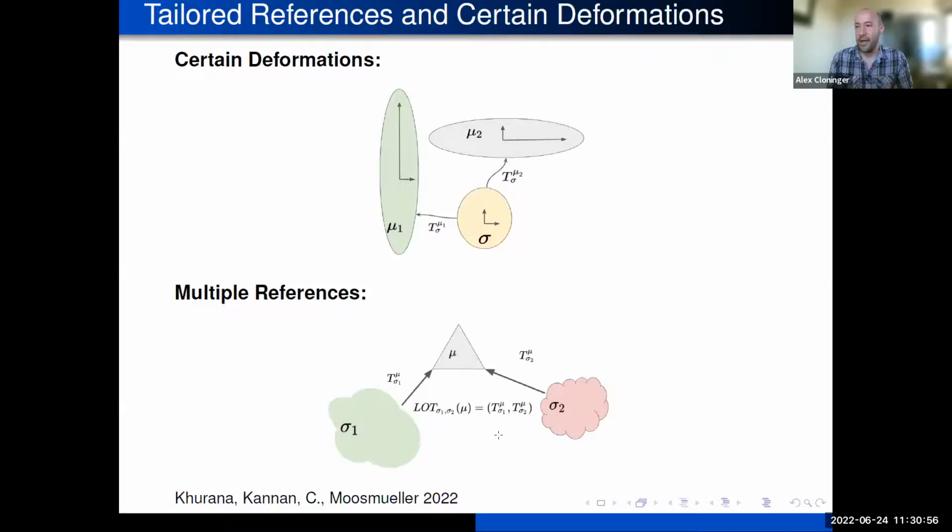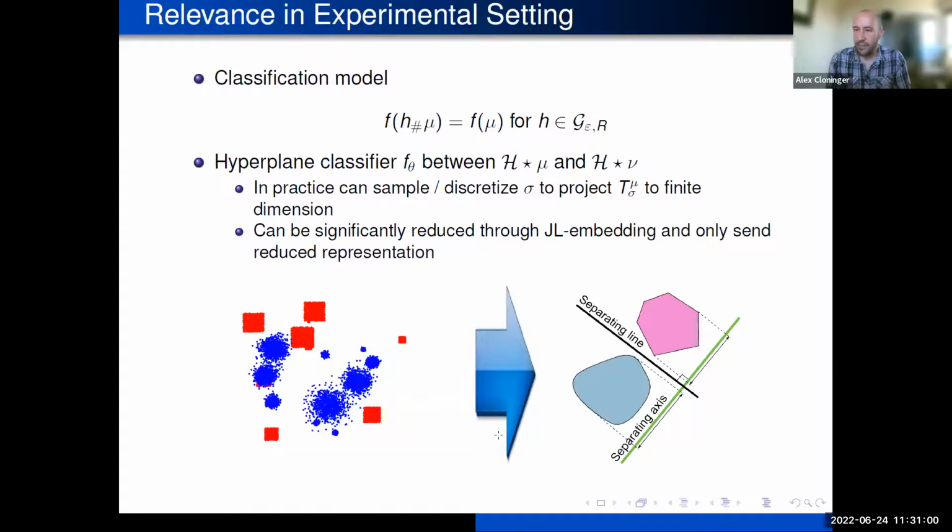So that's kind of the rundown of all of the theory. I want to step back for a second and think about what this means in terms of the original question, which was, how does this help us for distributed computation? Well, now I have a classification model, which says that if I applied a bunch of different push forwards to mu, I'm going to classify them the same way as mu.